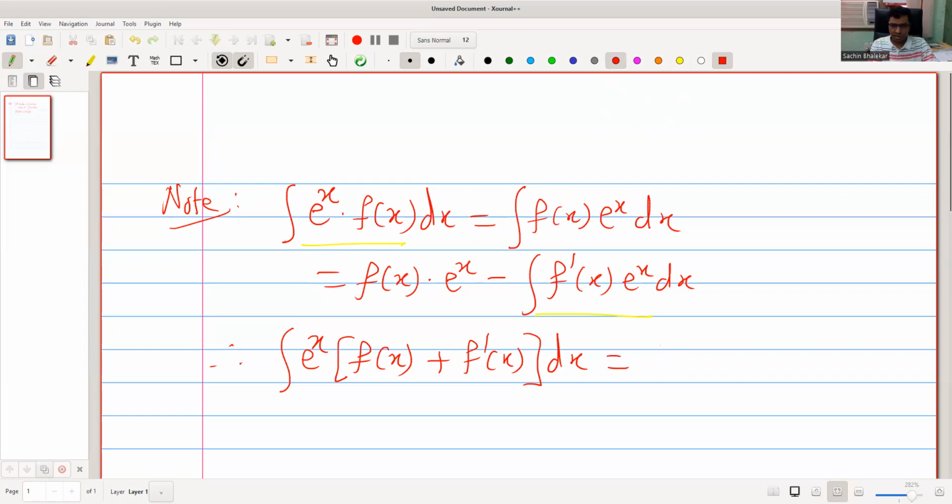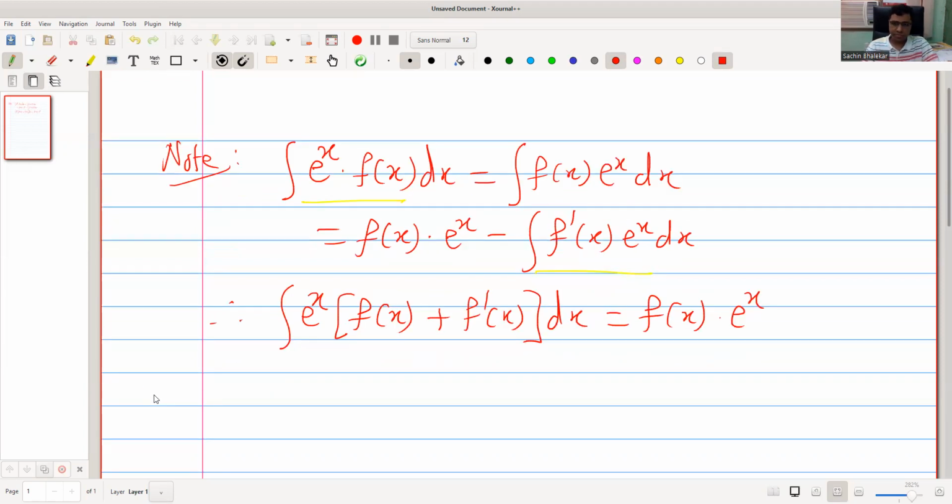Right hand side is f of x into e raised to x. Okay, so this is a simple formula. If we are able to write the given expression as e raised to x into f of x plus f dash of x for some function f, then this integral is simply the product of f and e raised to x. Okay, let us see one example.